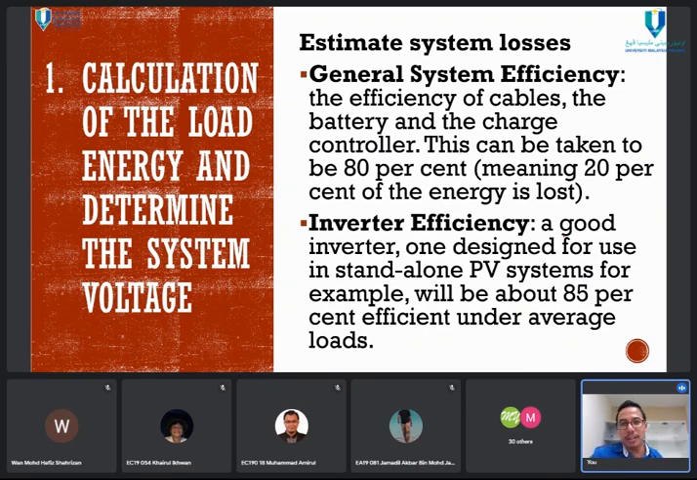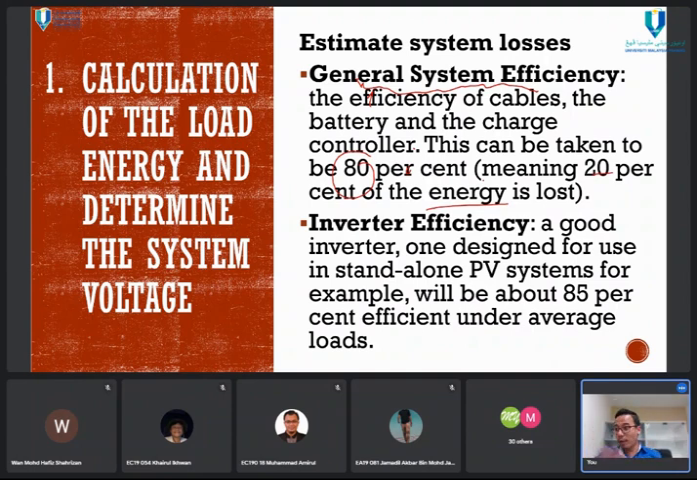Then for the calculation of the energy and determining the system voltage, there are several cases also, not the same for this module, not the same as the SEDA one. So we are focusing on the losses coming from the general system efficiency. Okay, general system efficiency is the total efficiency of the cables, the battery, and the charge controller. This is the total. It looks like a rough value, maybe say 80%. Okay, 80% meaning 20% of the energy is lost, maybe because of the cable and so on, or maybe 70%, depending on the question.